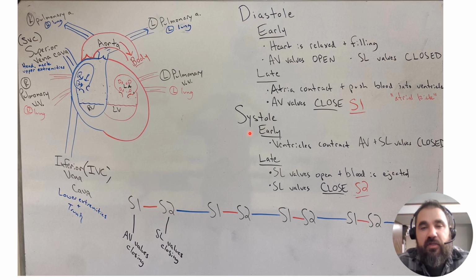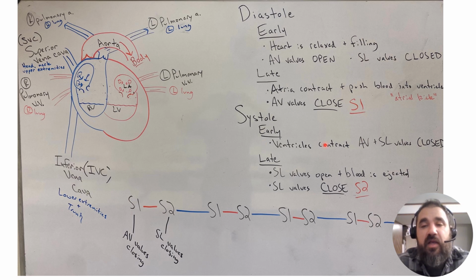The ventricles contract. Remember, there's a delay between the atria and the ventricles contracting, and that's because of the atrioventricular node in the conduction pathway. There's a delay of 120 to 200 milliseconds that allows the atria to fully contract before the ventricles contract. So in early systole, the ventricles start to contract. At that time, all four valves are closed. There are two times in the cardiac cycle that all four valves are closed.